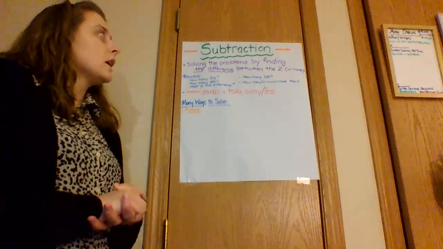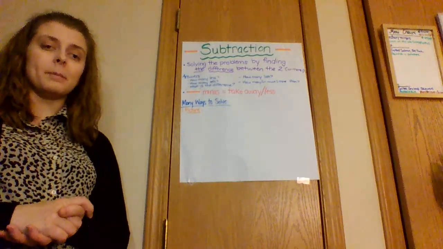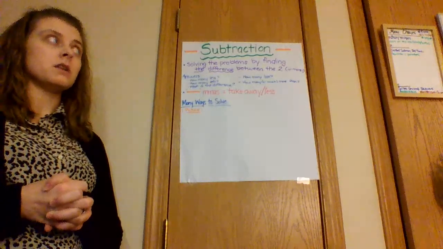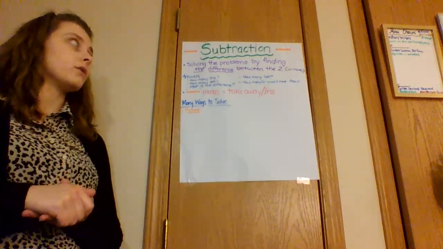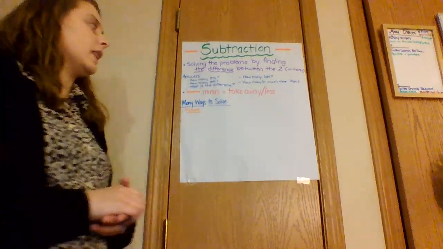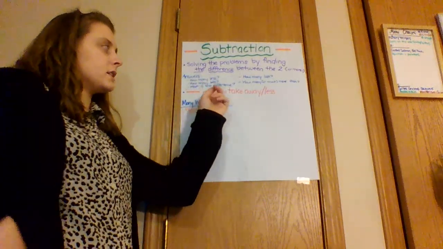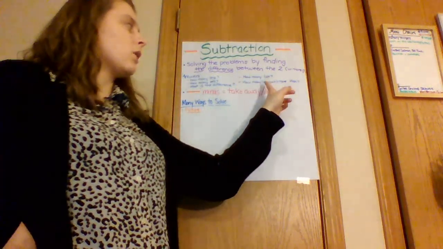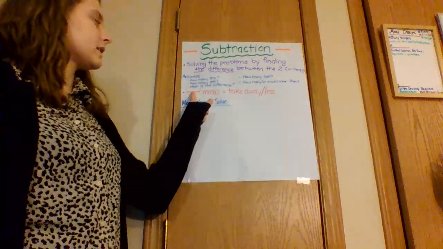So subtraction is solving problems by finding the difference between two numbers or more. You could have four numbers that you're trying to find the difference between, but we only look at the difference two at a time. So we only ever solve two numbers at a time. Subtraction answers the questions, how many less, how many left, what is the difference, how many lost, or how much more than. This is our minus symbol.